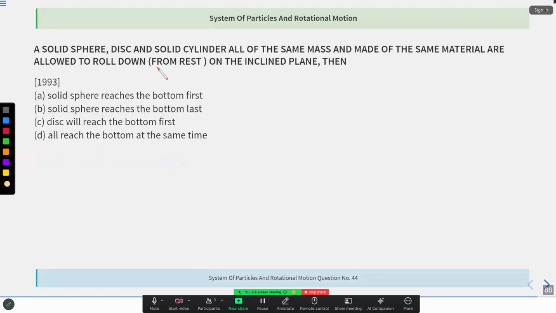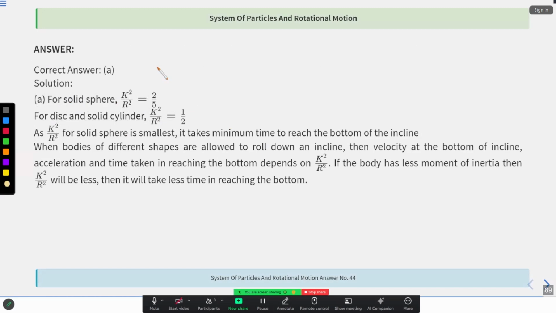A solid sphere, disk, and solid cylinder, all of the same mass and made of the same material, are allowed to roll down from rest, so v initial is 0, on the inclined plane. Then you can say that for the solid sphere, they have calculated, again, this is the time of descent question. This is what they have given for time of descent of a sphere, similarly of a disk and a cylinder. As k square by r square of the sphere is the smallest, it takes minimum time to reach the bottom.